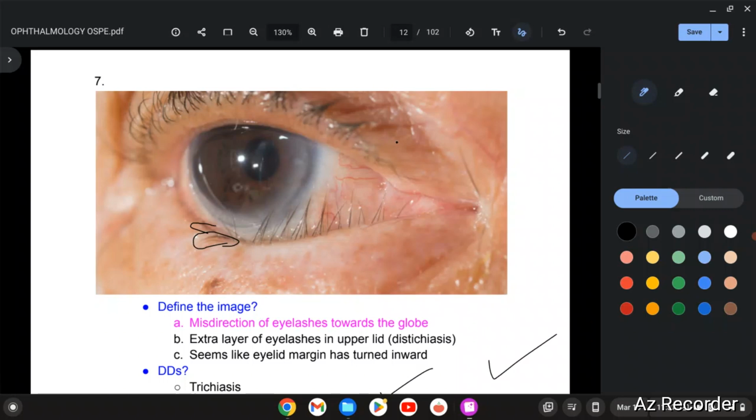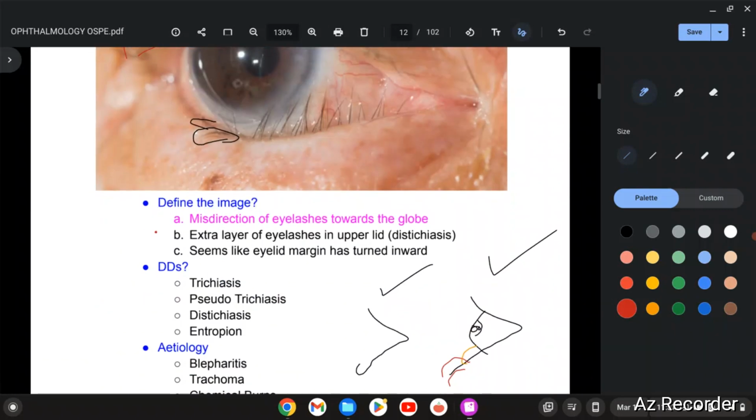Okay, can we see another finding? Just think for a while. Is this the only problem in this picture? Are there any other pathological findings? Yes, on the upper eyelid there is an extra row of eyelashes. So this is actually one row of the eyelashes, and this over here is the second row. Such a condition in which you have an extra layer or an extra row of eyelashes on your eyelid margin is known as distichiasis.